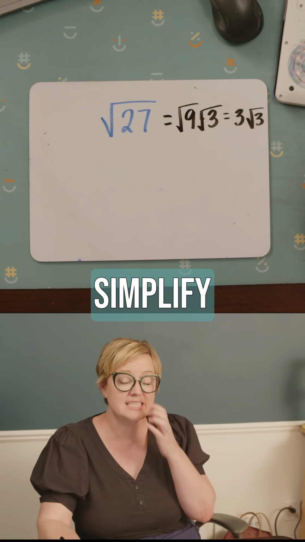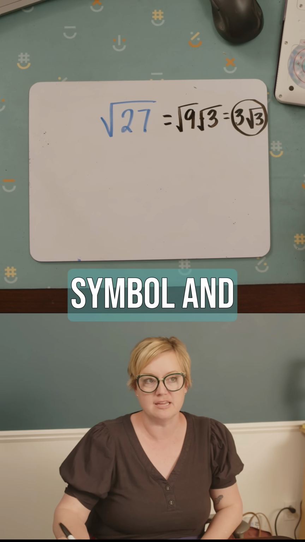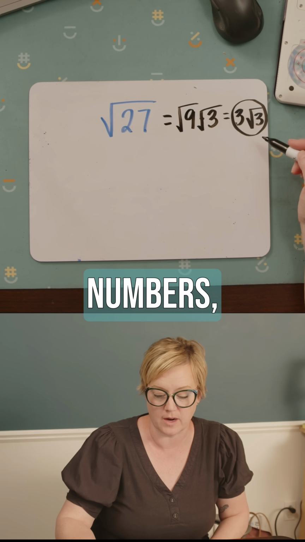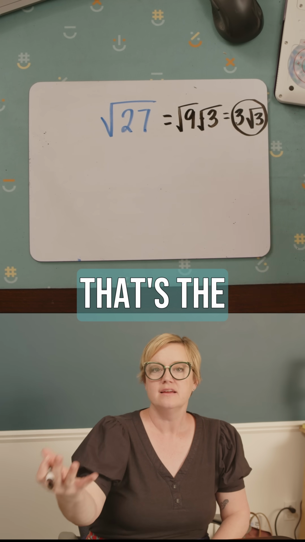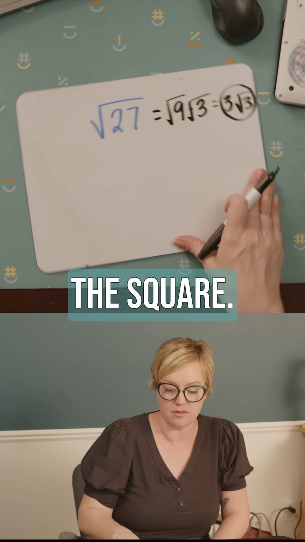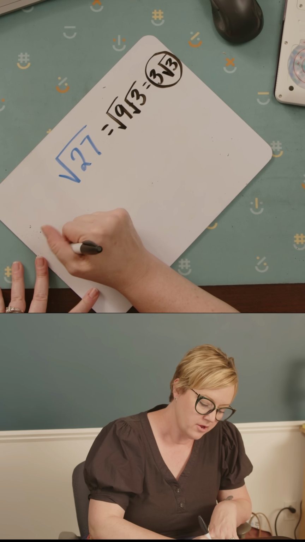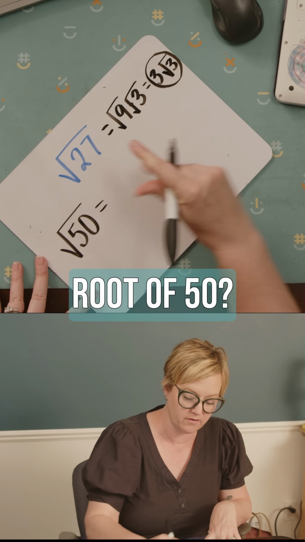So that's how you would simplify this with that radical symbol and those numbers. You would be looking for the perfect square, and that's the way they can get out from under the radical symbol, if you can take the square root. So something like the square root of 50. How would you simplify the square root of 50?